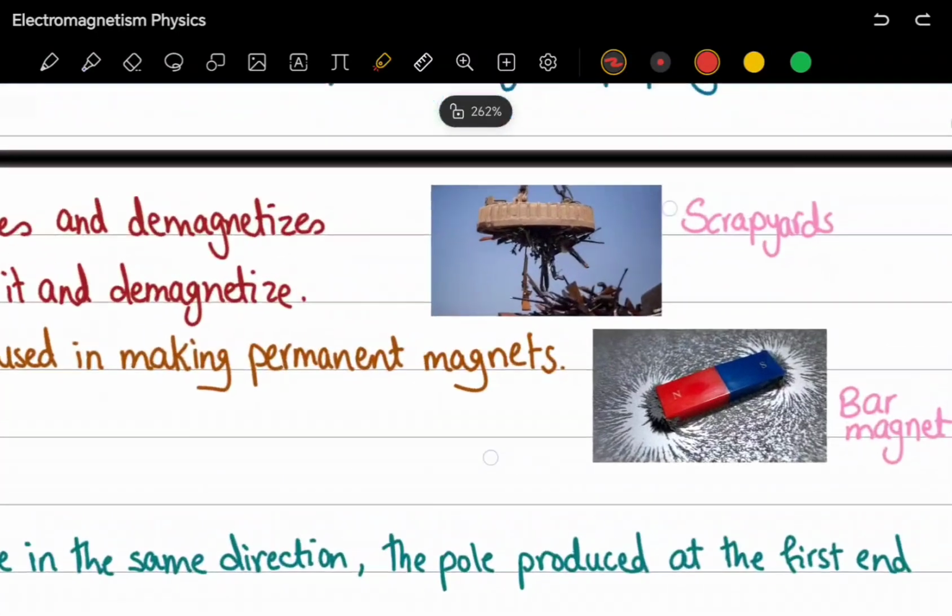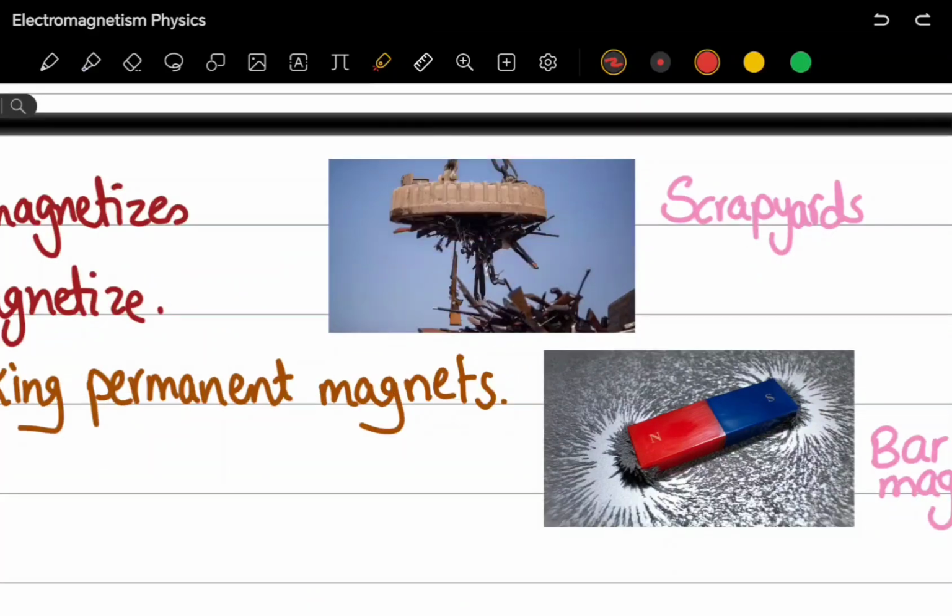Electromagnets, for example, are used in scrap yards. Whenever an electric current is flowing through the wires in the electromagnet, it causes it to become magnetized and to create a magnetic field so that it's going to attract other magnetic substances.